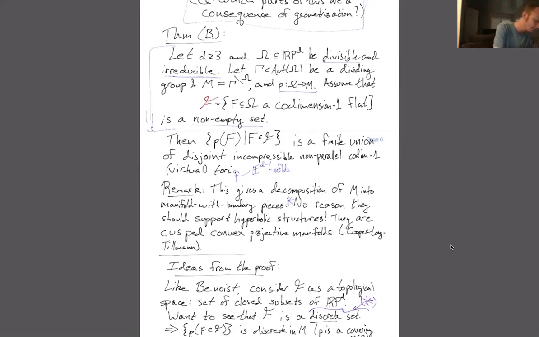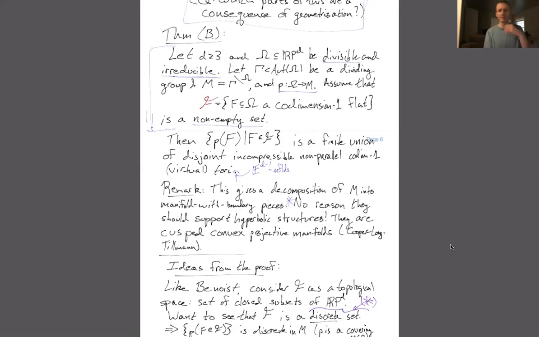And my claim here is that what we really would like to see is that the set of flats is a discrete set. The claim is that mostly the theorem follows from the fact that F is a discrete set. That's not obvious, so the work is to show it's discrete. Then if we knew it was discrete, we would know, by the fact that P is a covering map, that its image in M, a compact manifold, is also discrete.